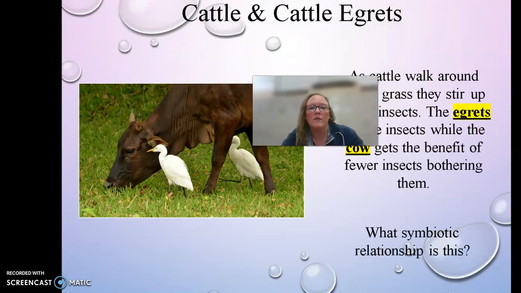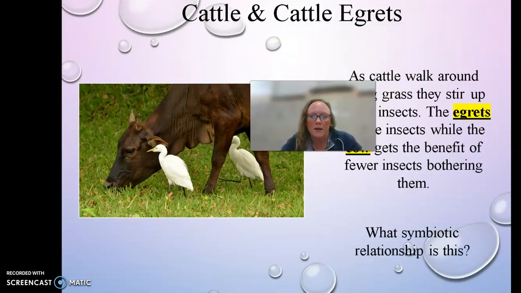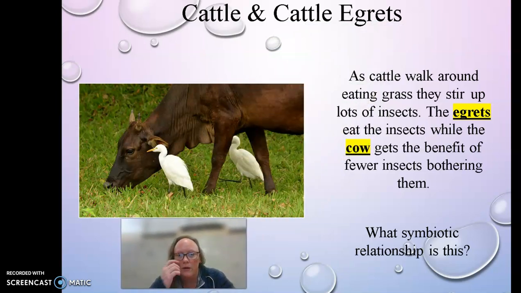Cattle and cattle egrets. As the cattle walk around eating grass, they stir up lots of insects. The egrets eat the insects while the cows get the benefit of fewer insects bothering them. So you could look at this relationship and it would either be a mutualistic relationship or a commensalism relationship.